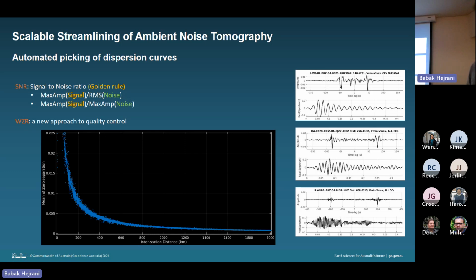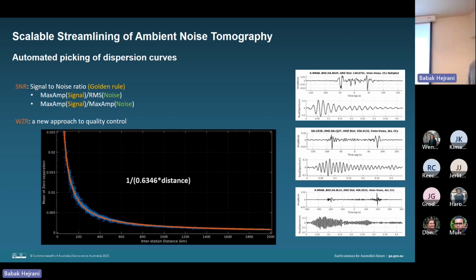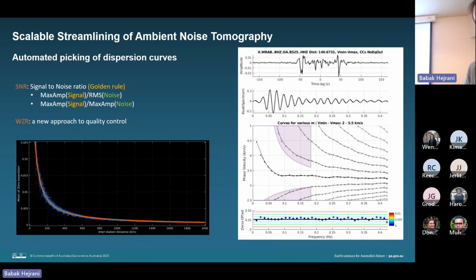It's a multiplicative inverse relationship, and it's precisely 1 over 0.63 times distance. Okay, so this is my rule now. If I have 2 stations, for example, this one at a distance of 140 kilometers, I go onto this graph. At 140 kilometers, I expect the separation between the zeros to be 0.01. And I draw that here, okay? That's a solid black line.